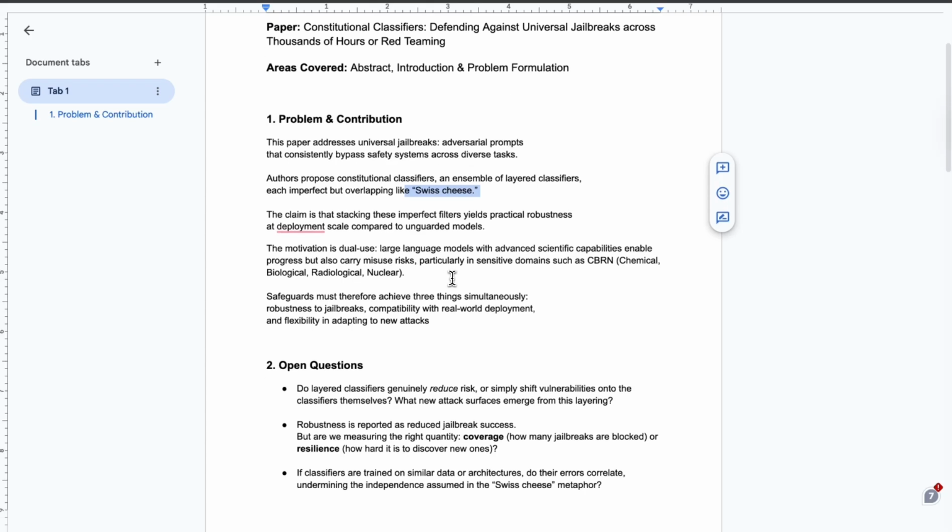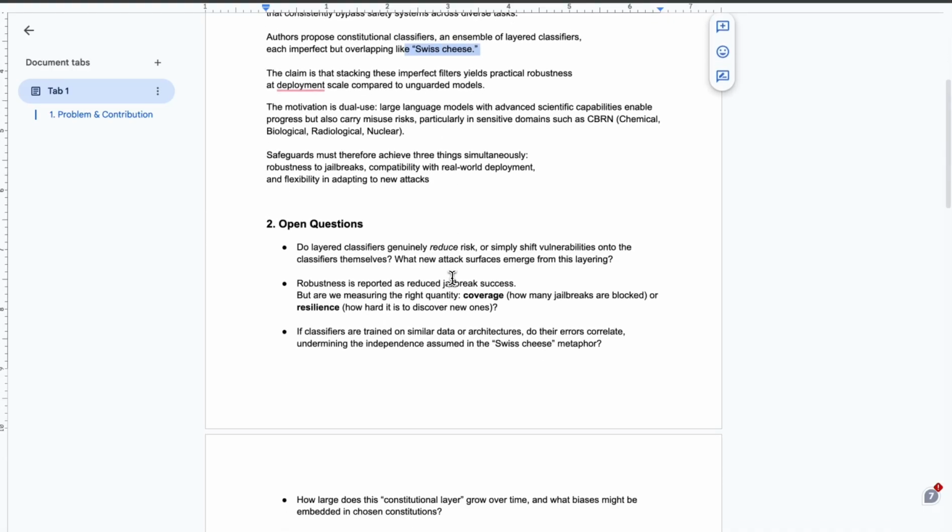While reading these 3 sections, I had some open questions. These open questions are unlayered, meaning I haven't dug deep into the technical details. So it's unbounded. One question is: do layered classifiers genuinely reduce risk, or simply shift vulnerabilities onto the classifiers themselves? What new attack surfaces emerge from this layer? Normally, if you want to improve defense, adding more defense makes sense. Generally it requires more effort. That's straightforward. The interesting thing is, how does this affect the dynamics of interaction? What new attack surfaces are we exposing, and what other vulnerabilities might come out of this? With every new component you introduce to a system, there's a shift in the attack surface, the threat models, and how things play out. The dynamics of interaction also change.